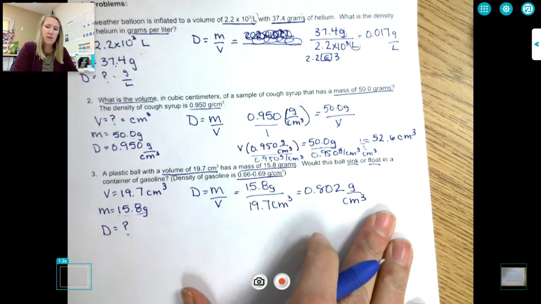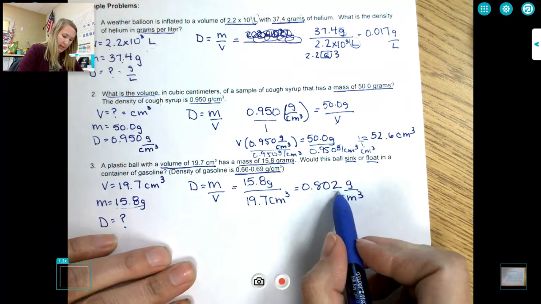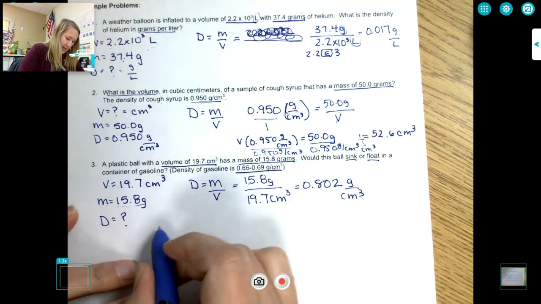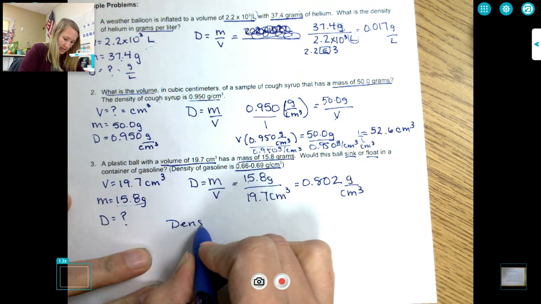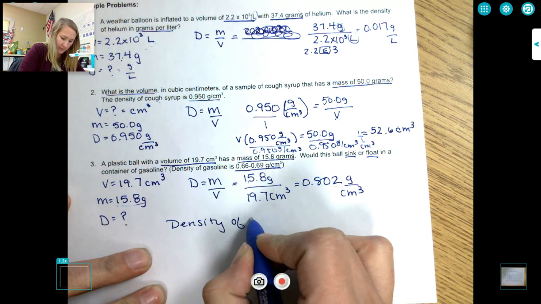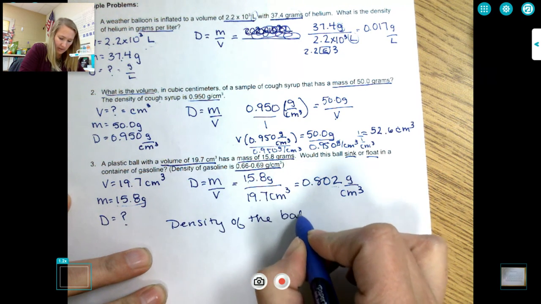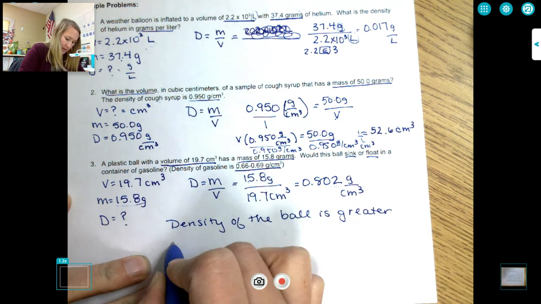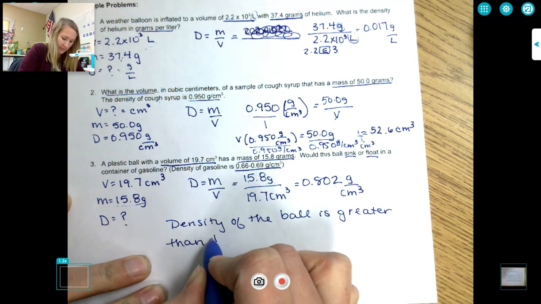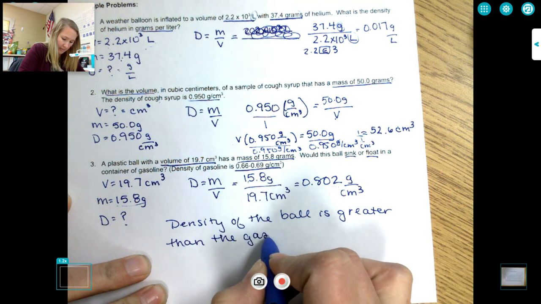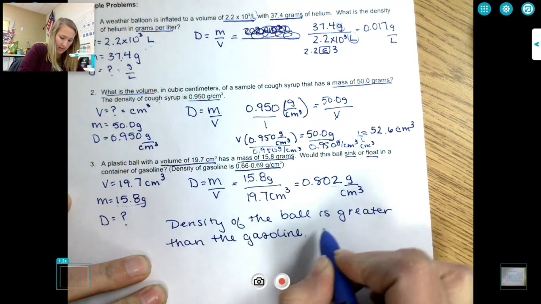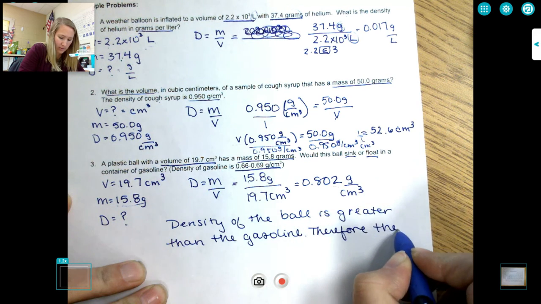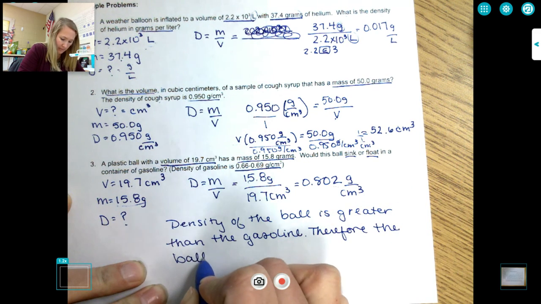So if the density of my ball is 0.802 and the density of gasoline is 0.66 to 0.69, I can see that the density of the ball is greater than the gasoline. Therefore, the ball will sink.